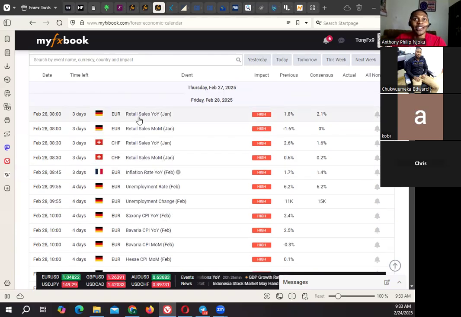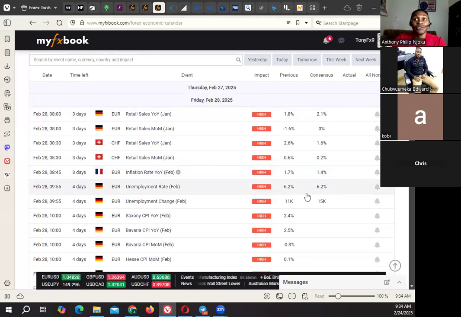Then to wrap up the week on Friday, we have retail sales year-over-year for Germany, retail sales month-over-month for Germany, retail sales year-over-year for Switzerland, retail sales month-over-month for Switzerland, and inflation rate year-over-year. From this inflation rate up to the retail sales, any figure higher than the forecast is good for euro and Swiss franc. But if you see a figure lower than the forecast, it is bad for euro or Swiss franc. What I mean is this: if you see something like 2.2% for the retail sales, it is good for euro. If you see 2.0%, it is bad for the euro. The same applies for every other figure here.